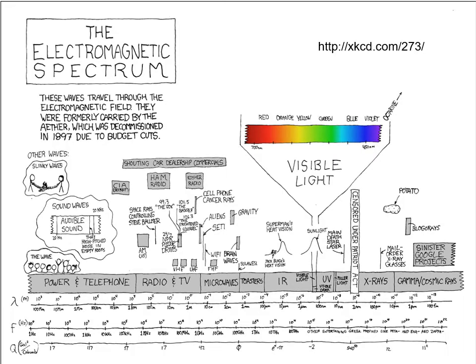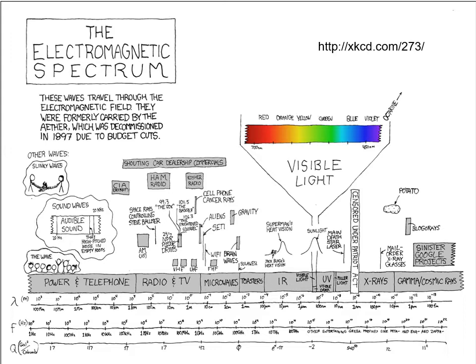which is a comic of the electromagnetic spectrum by the great comic XKCD. Now, a lot of this is jocular, but again, this shows you where visible light is, and a lot of this is actually based on science. It shows you some units at the bottom, but then there's some interesting things like blog rays, gravity, Superman's heat vision, and so on and so forth.